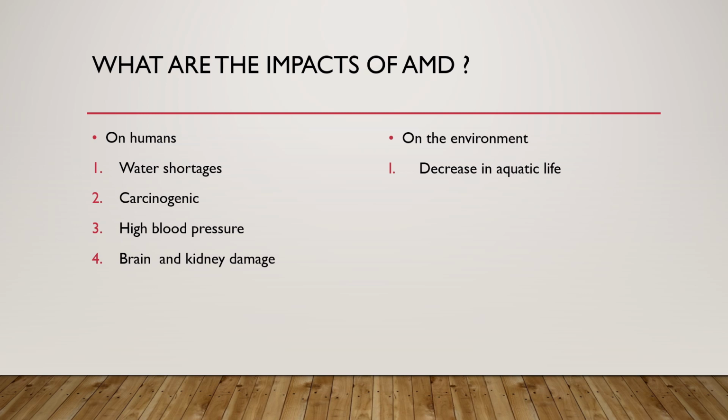Upon the environment, it results in a decrease in aquatic life, which brings upon an imbalance upon the biodiversity. Two, the soil becomes acid rich and it makes it impossible for us to plant, and hence will also result in what? Starvation upon humans.